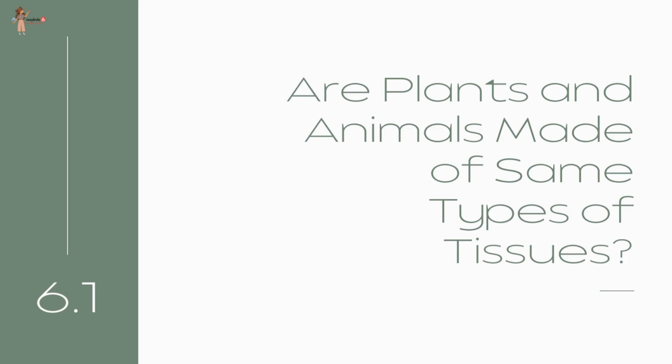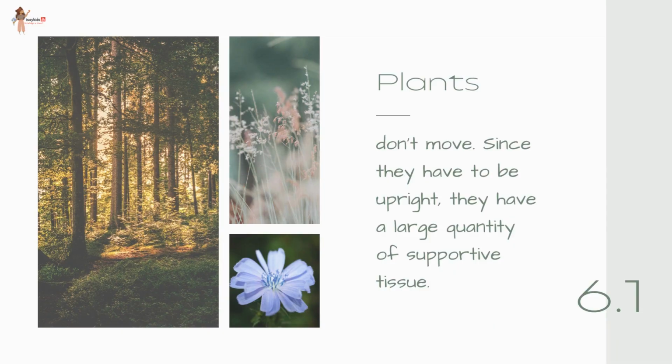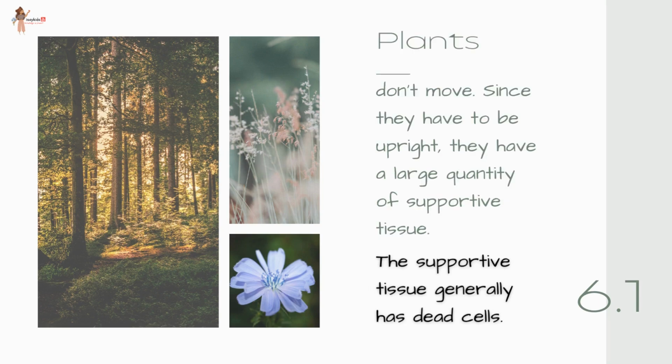Are plants and animals made of same types of tissues? Do plants and animals have the same structure? Plants are stationary or fixed. They don't move. Since they have to be upright, they have a large quantity of supportive tissue. The supportive tissue generally has dead cells.